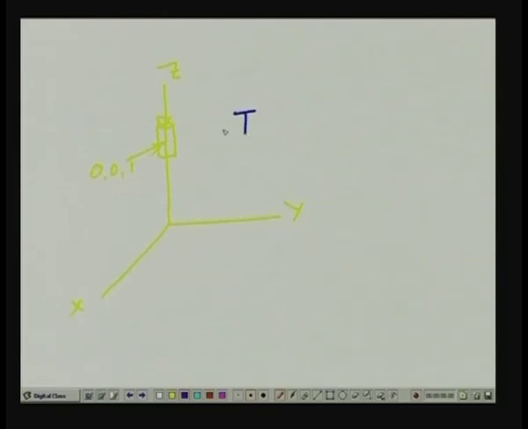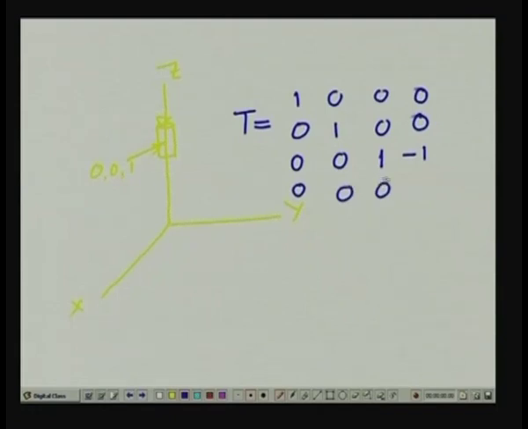So, the first transformation matrix which has to be applied to all the points in the 3D coordinate system is given by 1, 0, 0, 0, 0, 1, 0, 0, 0, 0, 1, minus 1, and then 0, 0, 0, 1. So, this is the first transformation that has to be applied to all the 3D points.